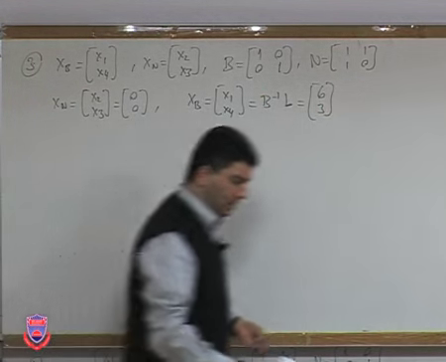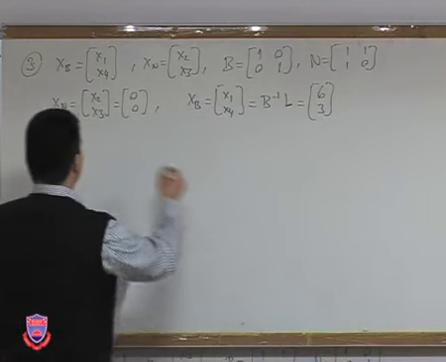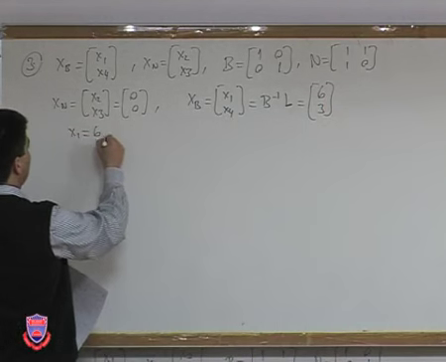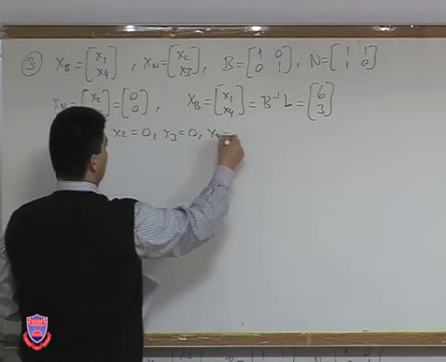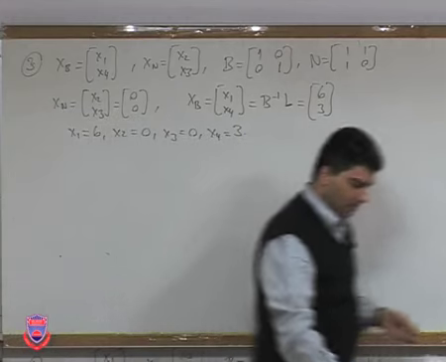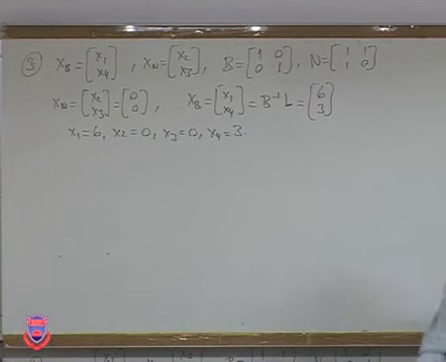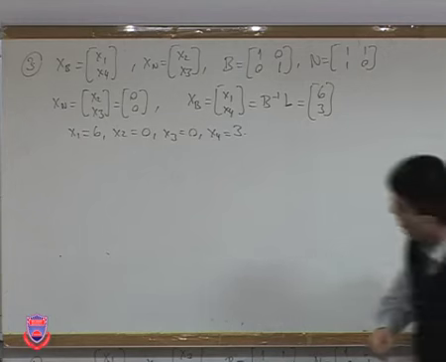Now, what does this solution look like? x1 is equal to 6, x2 is equal to 0, x3 is equal to 0, and x4 is equal to 3. Let me go back to my picture again. First of all, note that all the variables are non-negative, which means that this is a basic feasible solution.